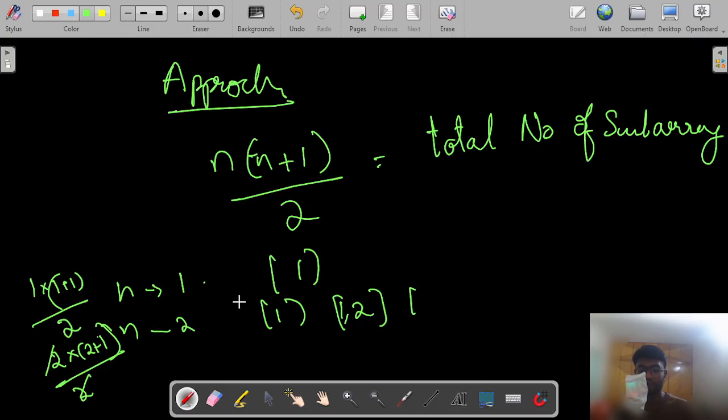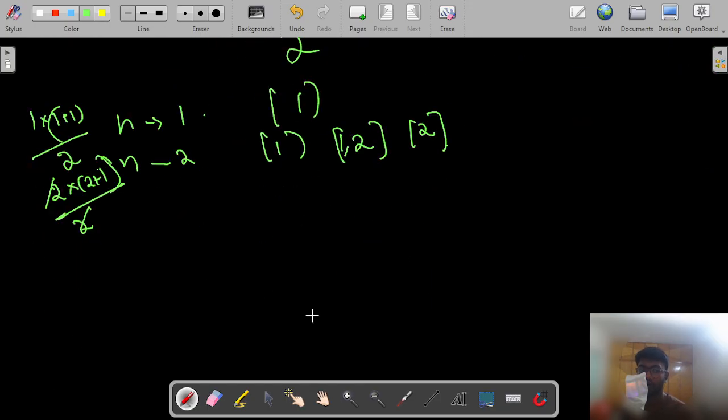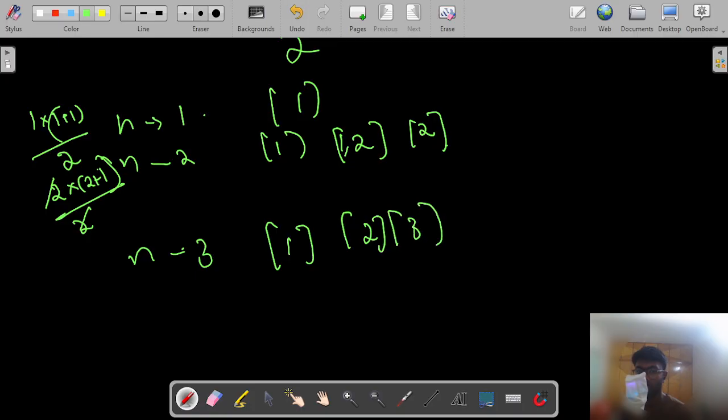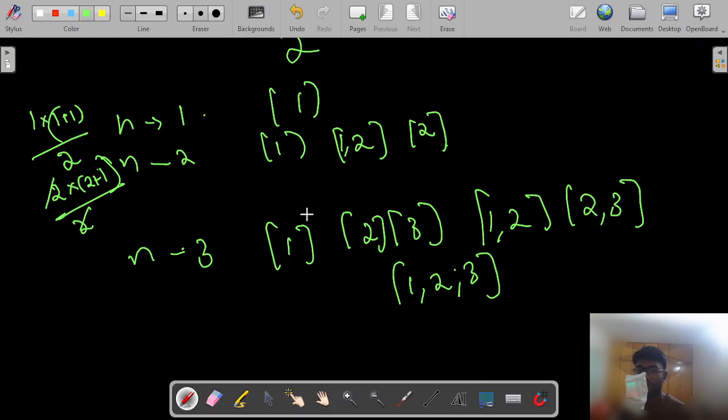Another subarray here would be 2, the number itself that we are considering. So similarly, if we want to calculate for n equals 3, we get to form 1, 2, 3, and also 1 2, 2 3, and 1 2 3. These are the possible subarrays. So it would be 6.